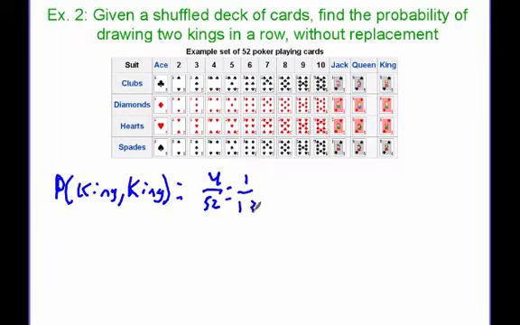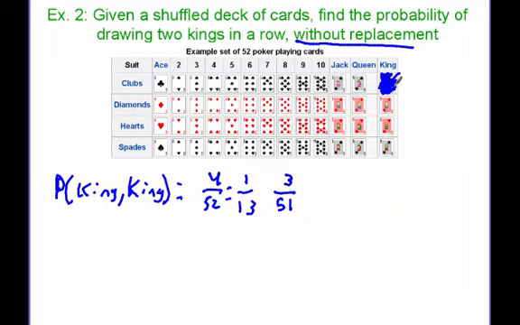All right, so now we pull out a card and we get our king. So now that card is pulled out of the deck. Because it says it's without replacement, once we've taken that king out, it cannot go back in. So now for my second king, I only have 3 to choose from. And I have 51 total cards because I've taken that away.